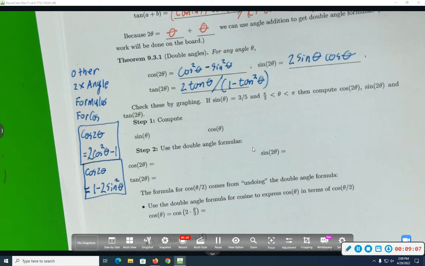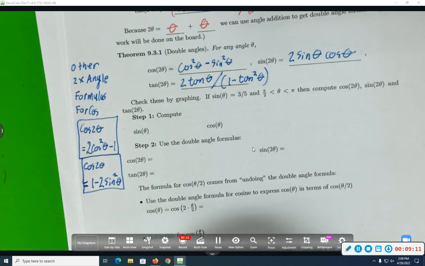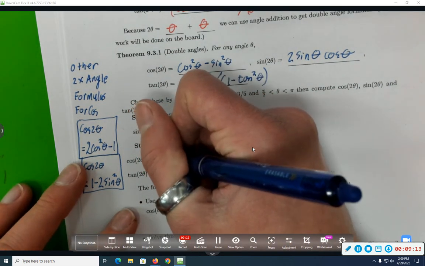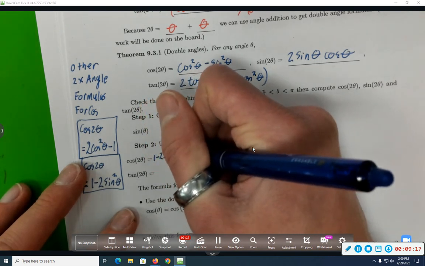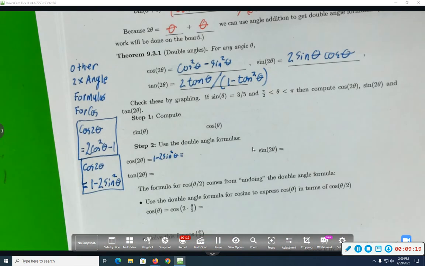Yeah, so we can use that formula. Cosine of 2 theta is 1 minus 2 times sine squared of theta. Cool. And do I already know what the sine of theta is? Is that a given? Well, that's why I chose this one. It is a given in the problem. What is the sine of theta in this problem? 3/5. So let's plug in 3/5 for sine.